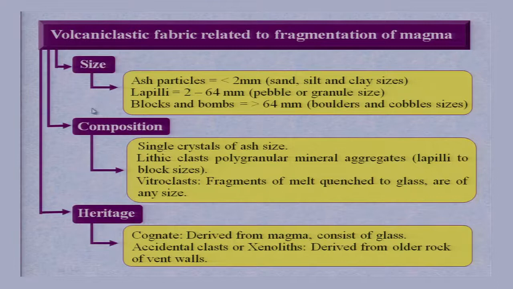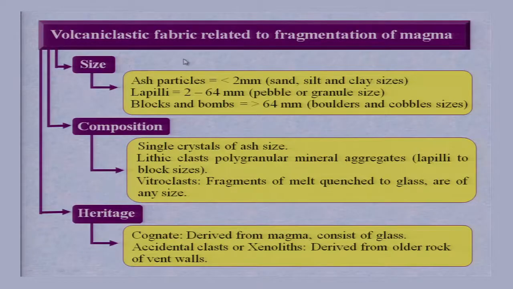I am discussing volcanoclastic fabric related to fragmentation of the magma. When magma erupts in the form of a volcano, there is a sudden blasting of the entire rock material. As a result, fragments of various sizes are formed. So, depending upon their size, their composition and their heritage, these are the three important bases of classification of volcanoclastic fabric.